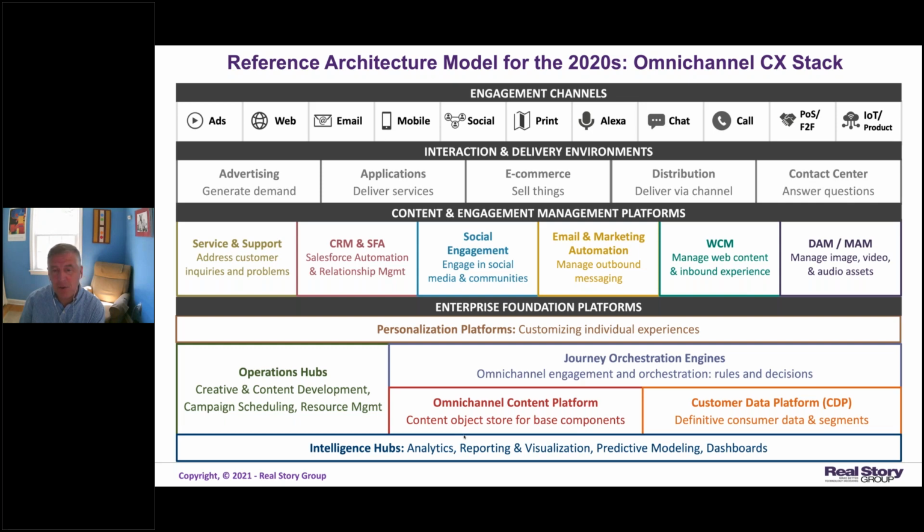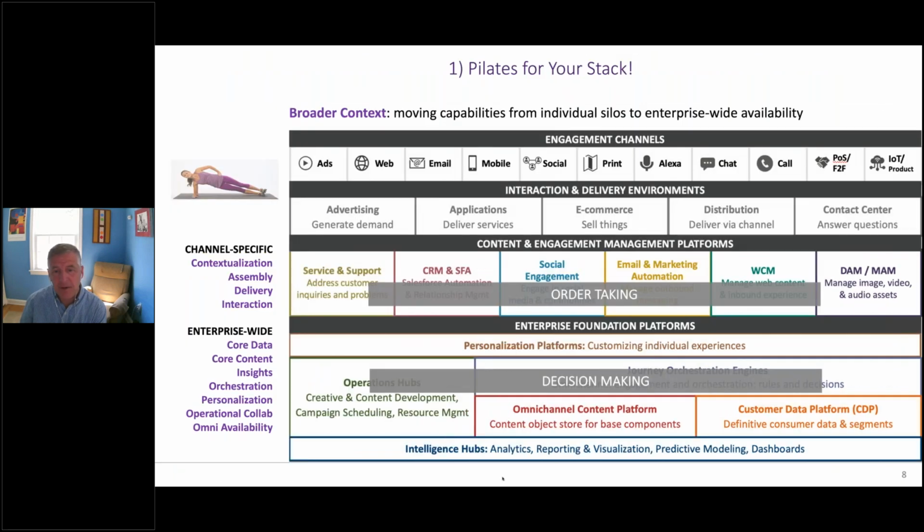But nevertheless, it's never too early to be thinking about this and moving in this direction. And this then provides a whole new context for the sorts of decisions that you're going to want to make all up and down your stack, because it changes really the whole kind of services architecture going forward. We sometimes call this Pilates for your stack, where these enterprise foundation platforms are going to be doing more decision making, and then your content and engagement platforms maybe doing more order taking.